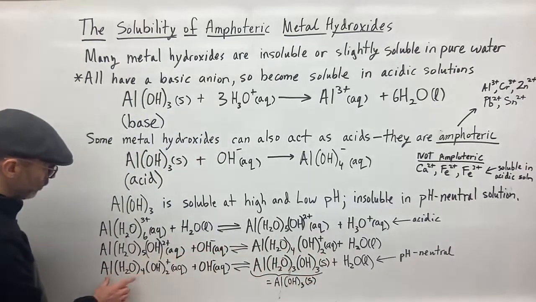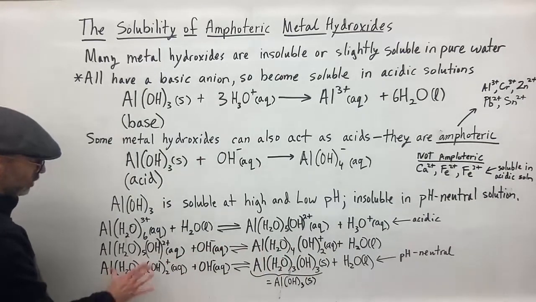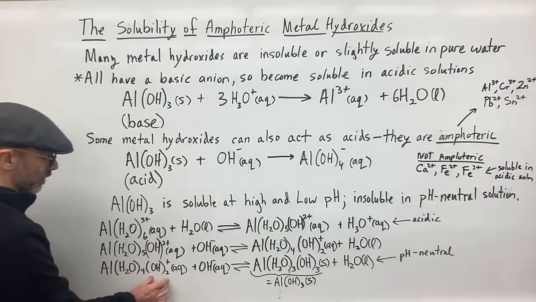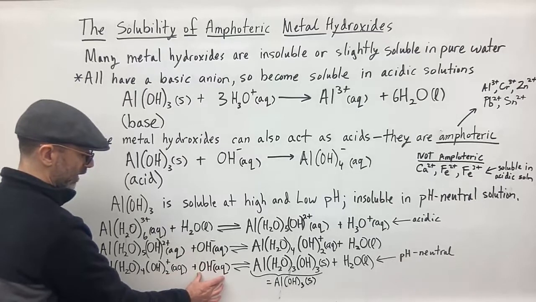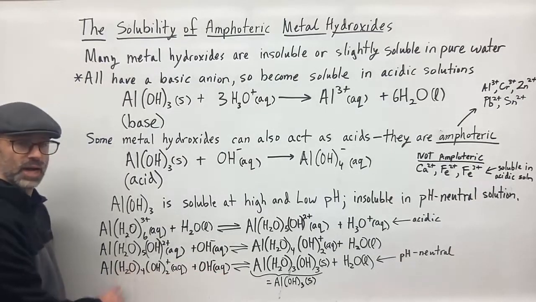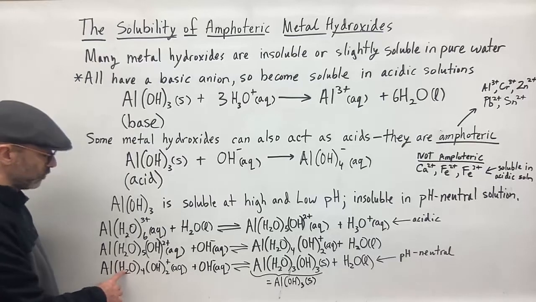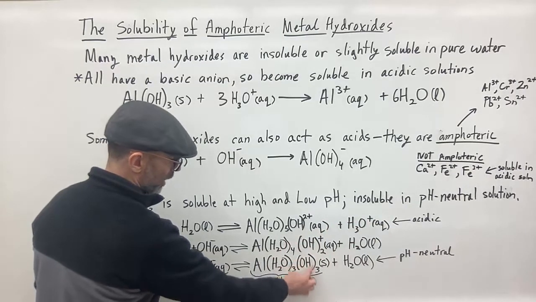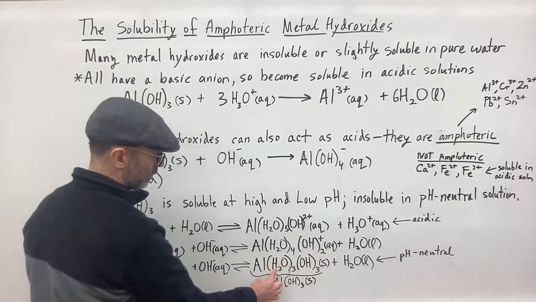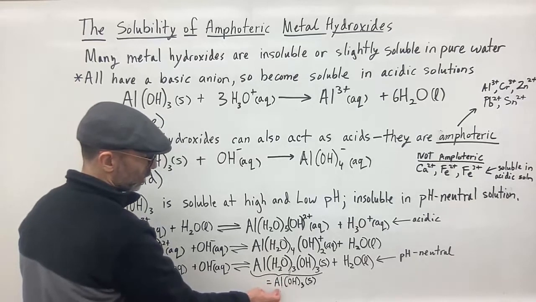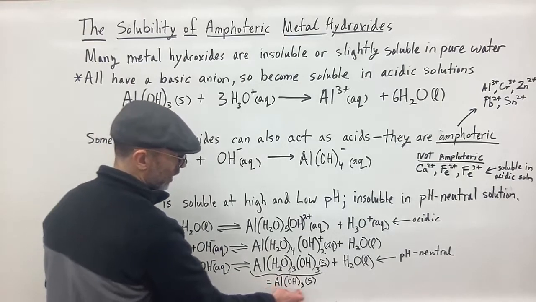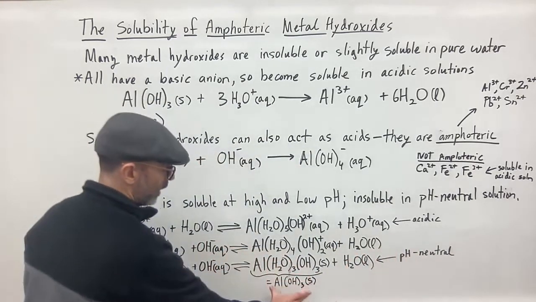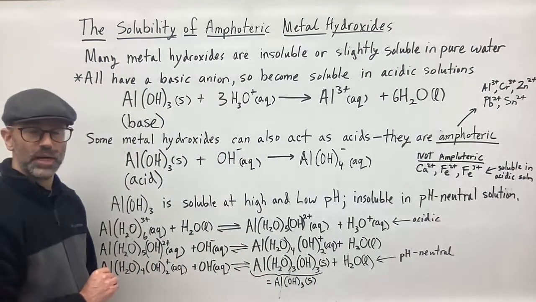And then for the final step, we can see that this species here, the aluminum with 4 water ligands and 2 hydroxide ligands, again can react with hydroxide. This hydroxide will take a proton or a hydrogen from one of these water molecules, and then we'll get water again, and now we'll get 3 hydroxide ligands and 3 water ligands. And this is the same as aluminum with 3 hydroxide ions, and that becomes solid. And so at this point, we have neutral pH solution, and so we have now the solid aluminum hydroxide.